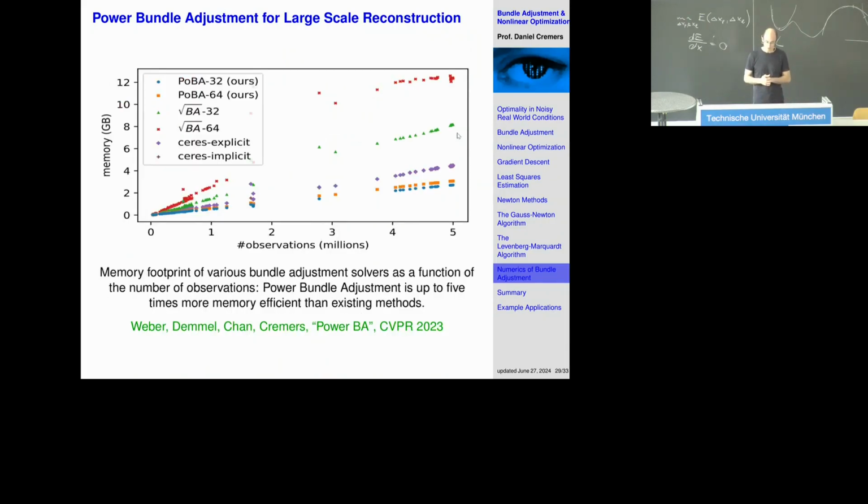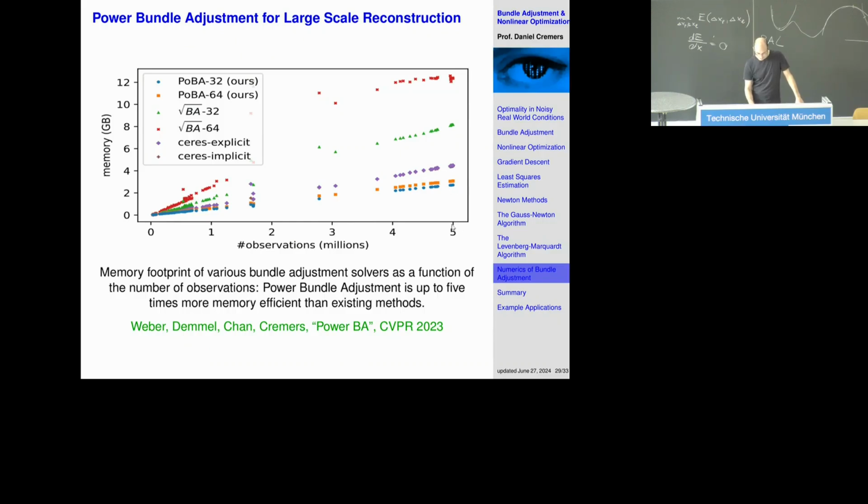also more memory efficiency. What we plotted here is, depending on the size of the problem, the number of observations that can go into the millions, like 1 million, 2 million, 3, up to 5 million observations, points observed in images. And what we plot on the y-axis is the memory footprint of the different methods for this size problem. Obviously, the bigger the problem, the more memory you need. But note, the orange and the blue curve are again the power bundle adjustment.